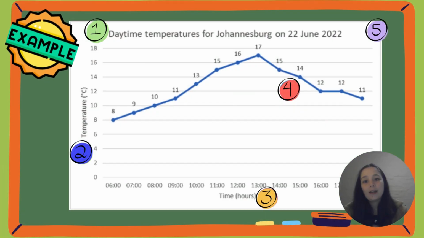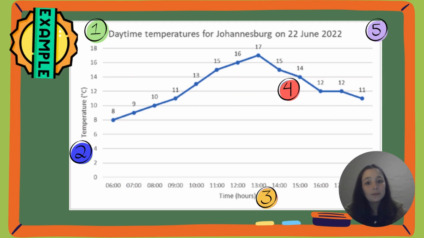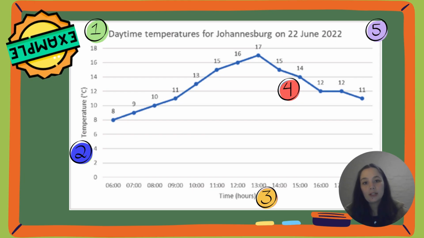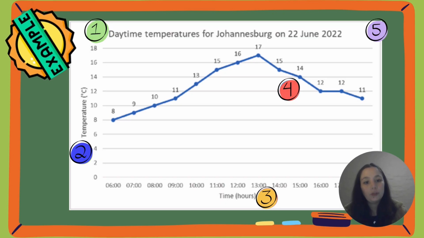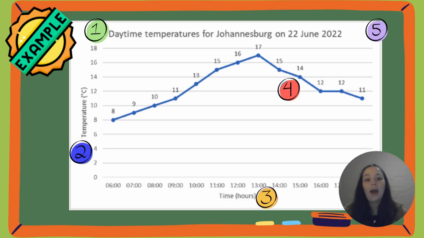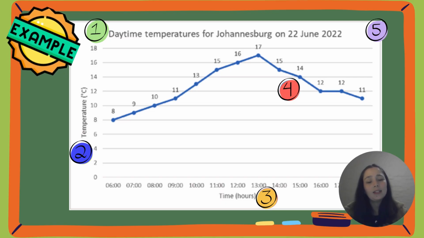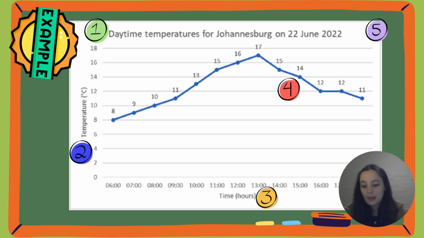Let's look at a quick example. So first we want to know what is the title. In this example, it's the daytime temperatures for Johannesburg on the 22nd of June 2022. Secondly, we want to know what's on the two axes. In this example, on the y-axis is the temperature, and on the x-axis is the time.